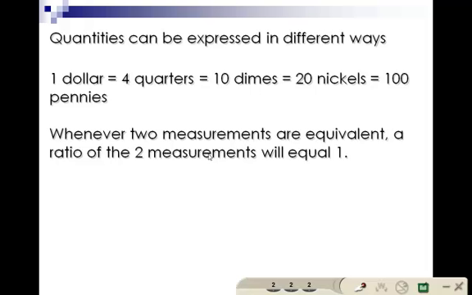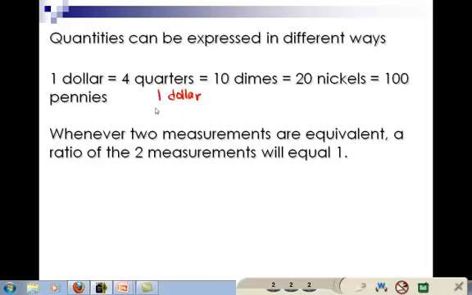These are called equivalents. Equivalents mean they're the same. Basically, the ratio between the two will equal 1. So if I have $1, we say $1 is equivalent to 10 dimes. These two together, the ratio equals 1. I could also say 10 dimes equal $1. It's the exact same thing. As we say, it's six one way, half a dozen another. It doesn't matter which way you put them, they both equal 1.